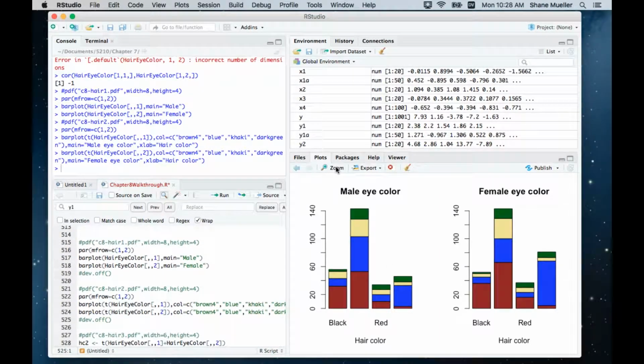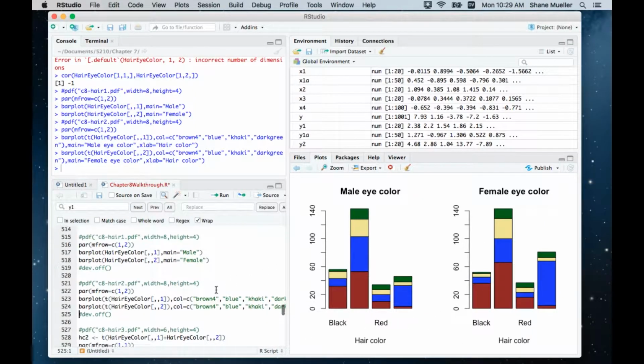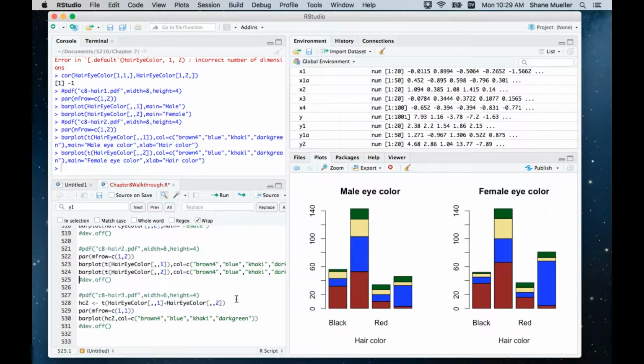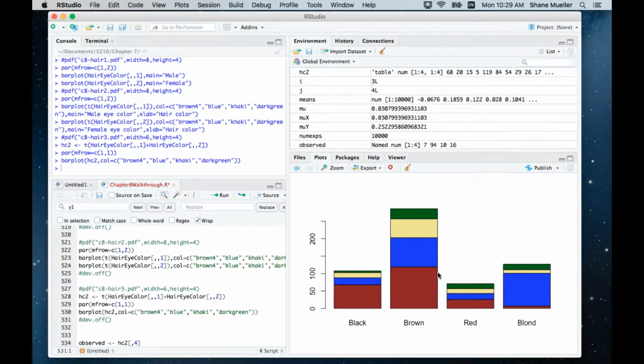I could maybe make this a little easier by color coding the eye color, and now we have hair color at the bottom, and again we see this larger proportion of blonde hair, blue eyes for women than men. This is what it looks like if we just collapse across men and women.